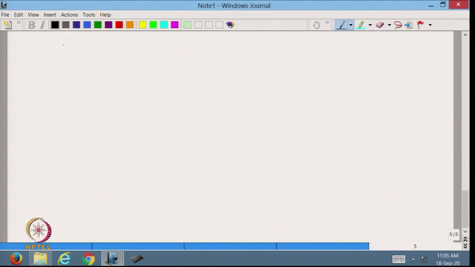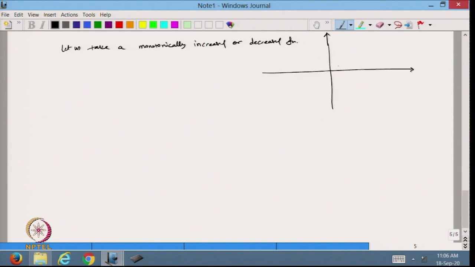So let us apply it. Take a monotonically increasing or decreasing function. For example, suppose I take the first one, a monotonic increasing function like this one. Suppose this function is given to me from x equal to a to x equal to b.